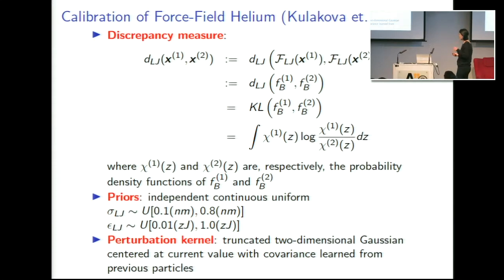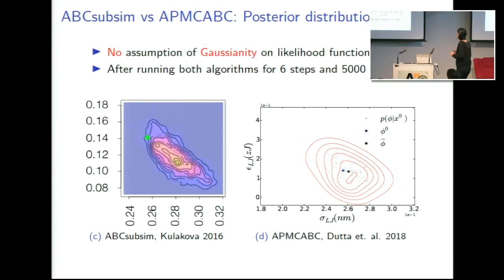And then you also need to specify a perturbation kernel, because we don't use the vanilla ABC, we use this population adaptive Markov chain Monte Carlo ABC. Here we use a truncated two-dimensional Gaussian, truncated because the parameters are positive, centered at the current value of theta, with a covariance that is learned from the previous particles, the previous values of theta that have been accepted. But those are technicalities. Let me show you the results.